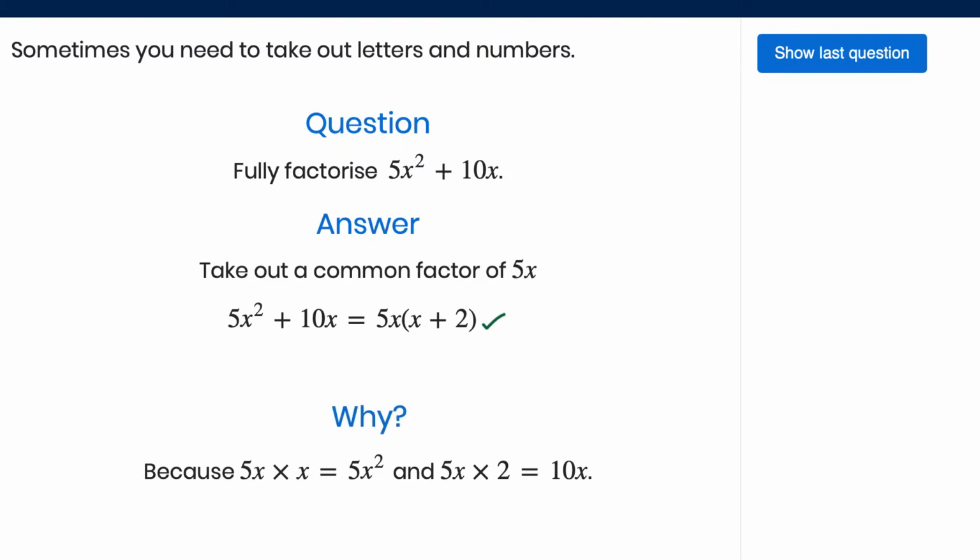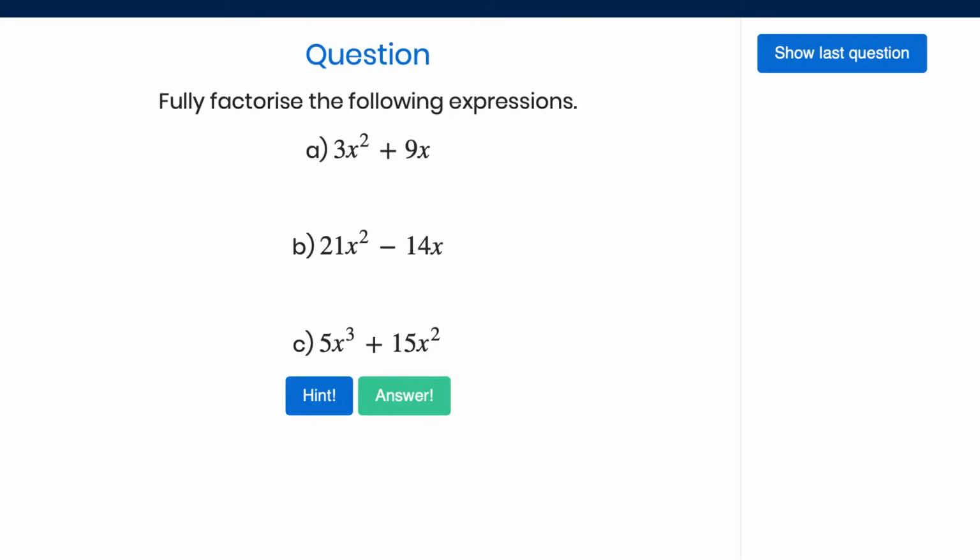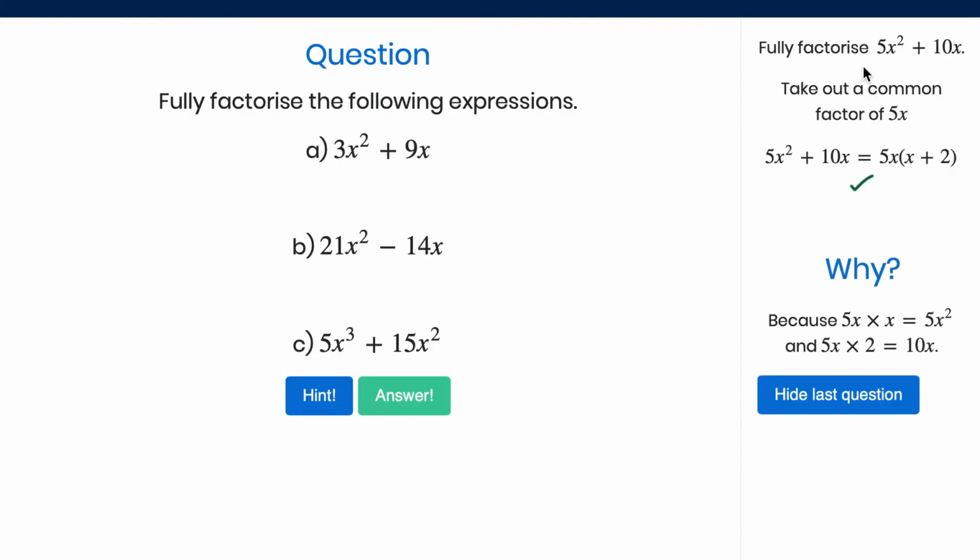Okay, now it is your turn. Fully factorise each of these. Follow the method from the last question shown here on the right hand side. Pause the video and have a go now. Okay, so here are the answers.